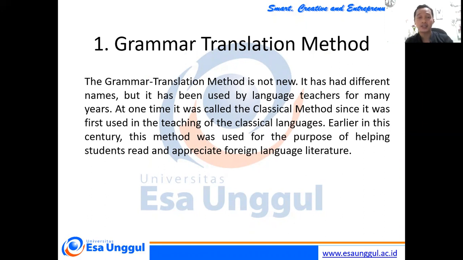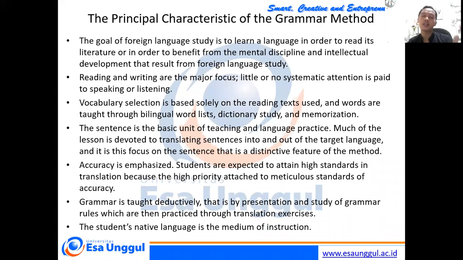Grammar translation method. This is also called the classical method because it was first used in the teaching of the classical languages. A few characteristics of the grammar translation method: the goal of learning a language is to read its literature. Reading and writing are the major focus. Vocabulary selection is based solely on the reading of texts. The sentence is the basic unit of teaching and language practice. Accuracy is emphasized. Grammar is taught deductively, and students' native language is the medium of instruction.